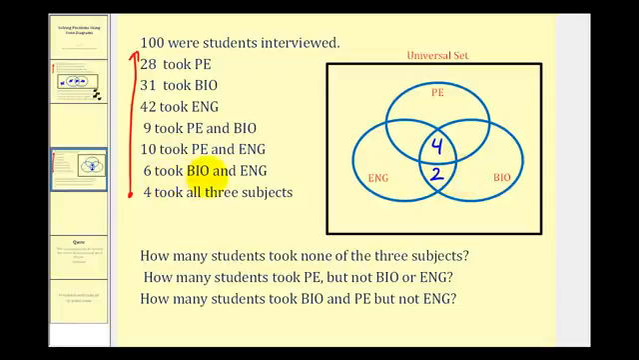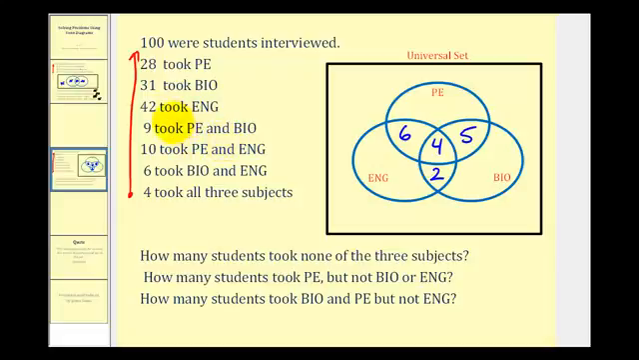So when it says 6 took biology and English, we also have to include the students that are taking all 3 subjects. So if 10 took PE and English, that would be in this region here. Again, 4 of the 10 are in this region, so we have 6 to make up a total of 10 taking PE and English. And then 9 took PE and biology, so for this region here, 4 of the 9 are already accounted for, leaving 5 in this region here that are taking only PE and biology. Again, notice 9 total are taking PE and biology as stated.